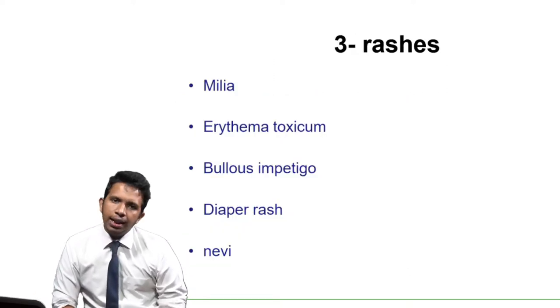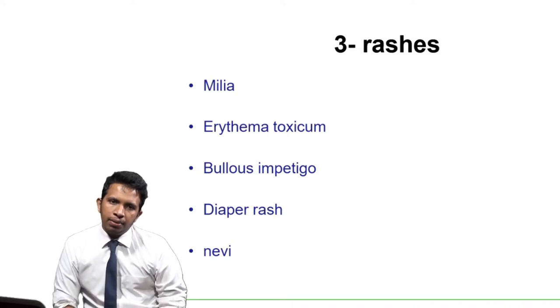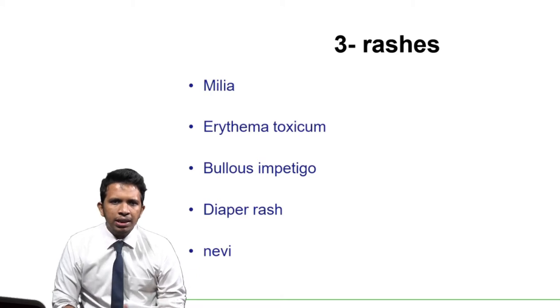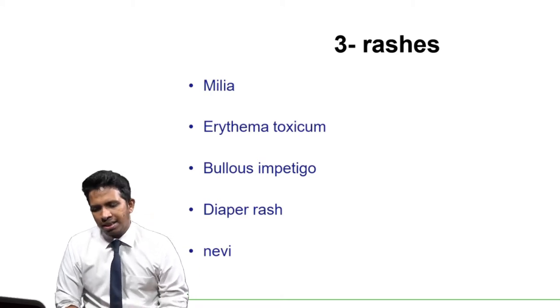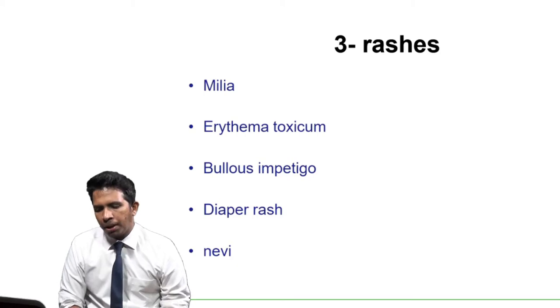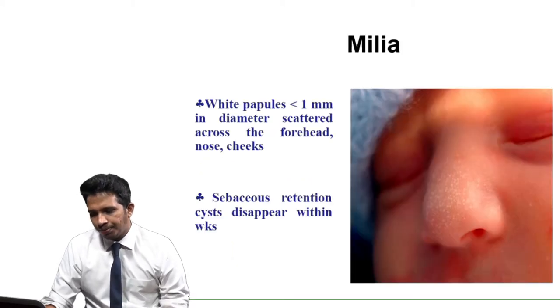Then we look at the skin, we look for rashes. So what are the common rashes? Milia, which is a benign condition that just disappears after some time. Erythema toxicum, again, disappears after a while. And then we have the infectious rashes of bullous impetigo and diaper rash.